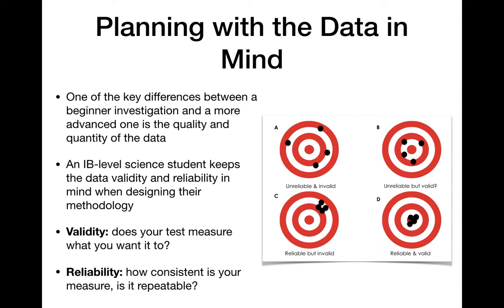And reliability, how consistent is your measure and is it repeatable? So if you have all your data points are fairly similar, not a lot or no outliers, then that's going to be reliable. But if it's actually reliable and invalid, then it's going to be measuring what you think it's supposed to be measuring and consistently measuring that. So if someone else, can they repeat your experiment? Are your data points similar? How big is the standard deviation? That kind of stuff.